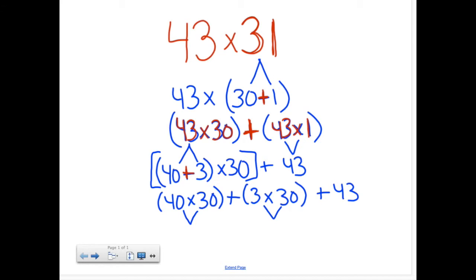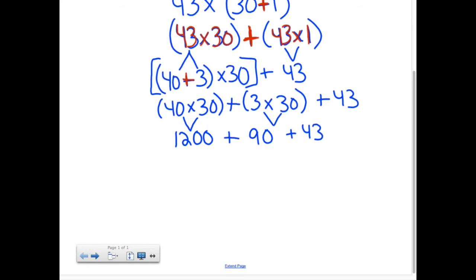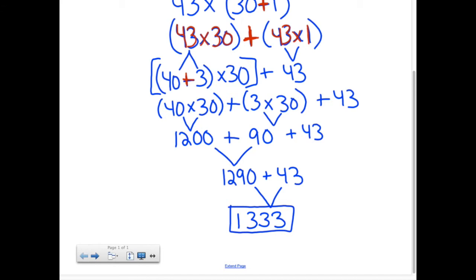40 times 30 is 1,200. And then I'm going to add 3 times 30, which is 90. And again, I don't want to forget to bring down that 43 there. And now I'm solving from left to right. 1,200 plus 90, 1,290 plus 43. 1,333 should be our final answer to that problem.